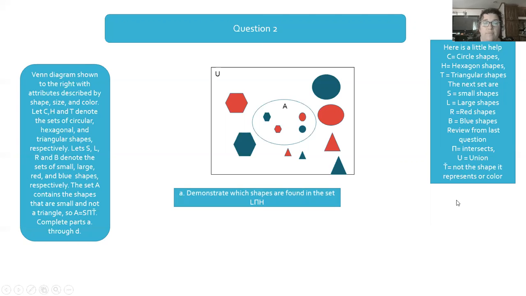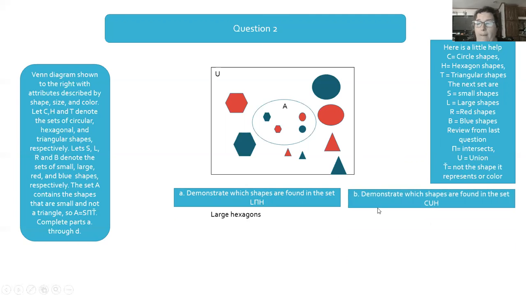Okay, let's look. It says 8. Demonstrate which shapes are found in the set. We have L, which we look over here to our key, is large shapes. Then we have H, and again, we look over here, hexagonal. So when we have our intersects, we get large hexagons.